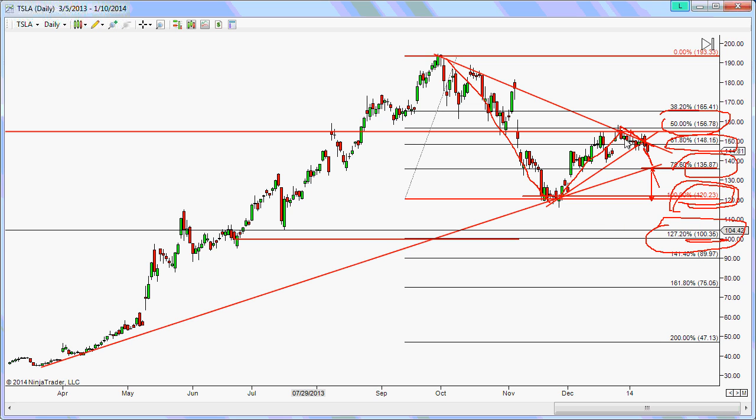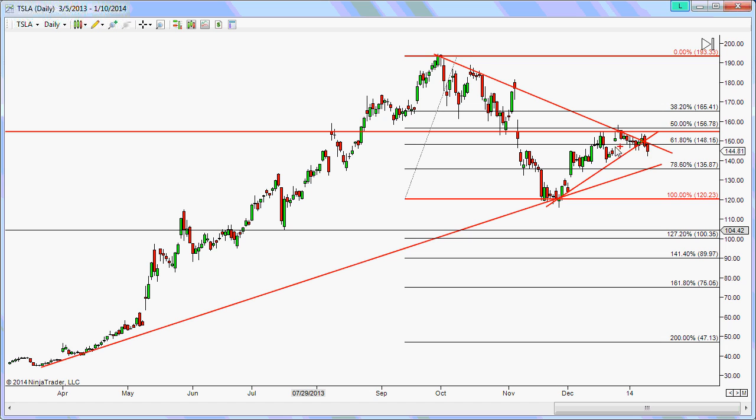So that's the short side of trading Tesla, and the long side is looking for a breakout of this, while on the short side you look for a breakdown of this level, then you could play it down to this 120. And on the long side, if you break this, then you could look at the possibility somewhere around this 178. Okay, so that's a short video on looking at both sides of Tesla.